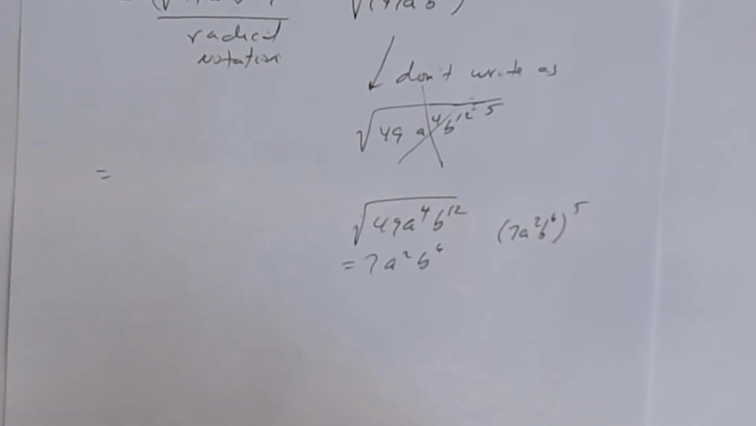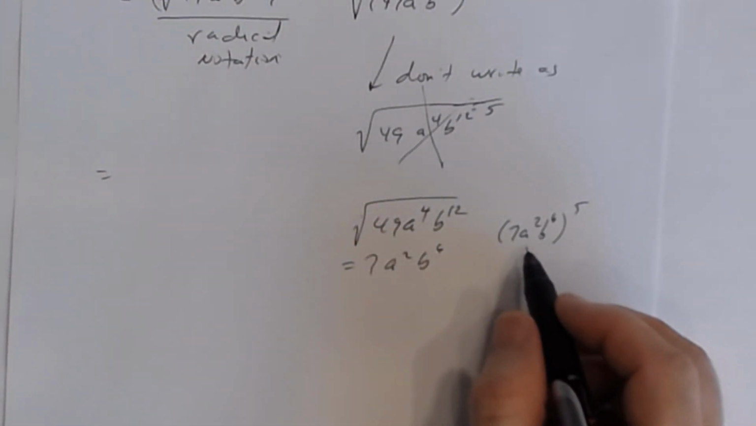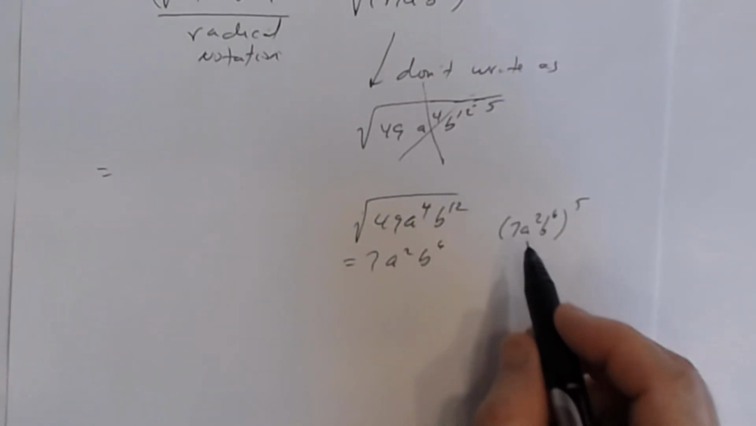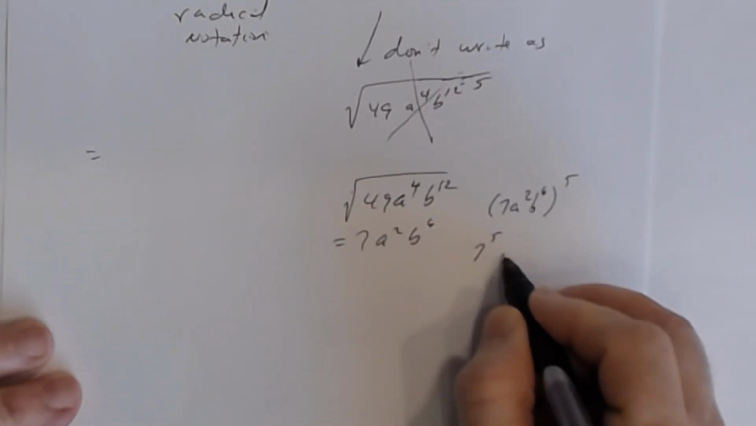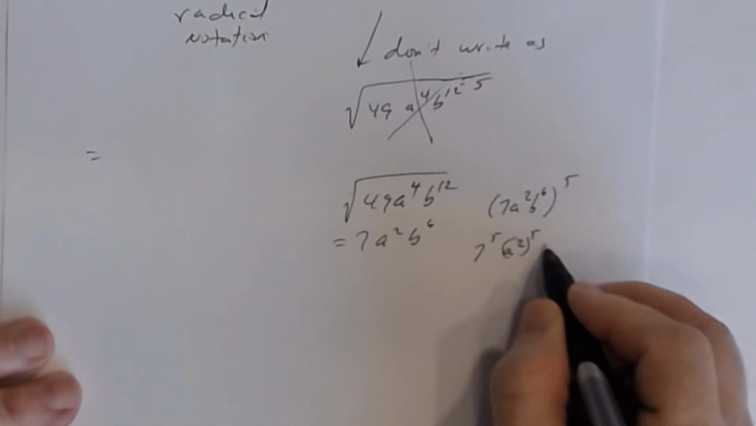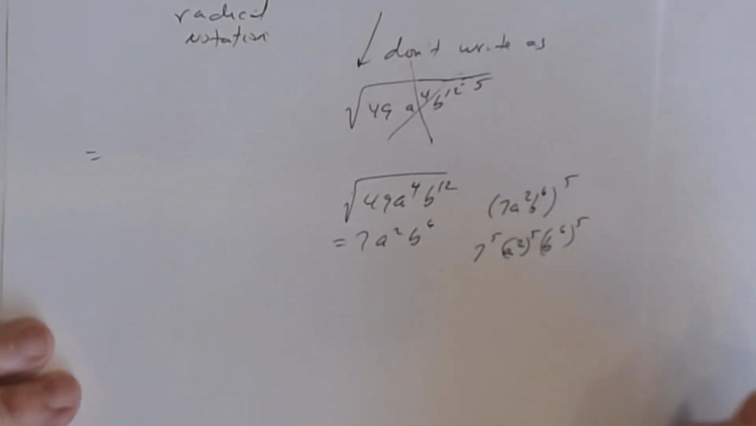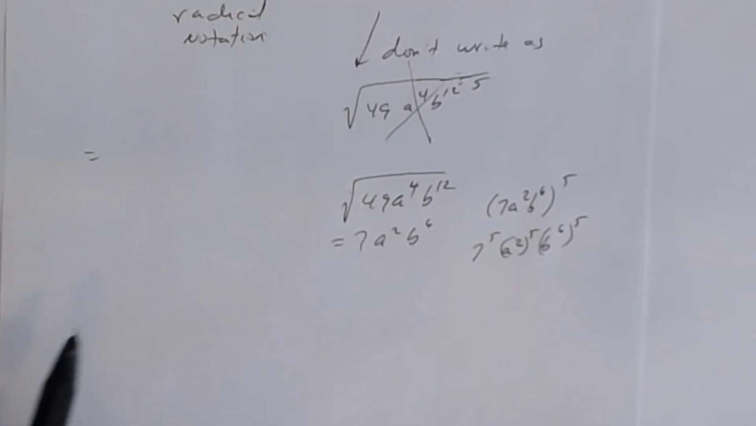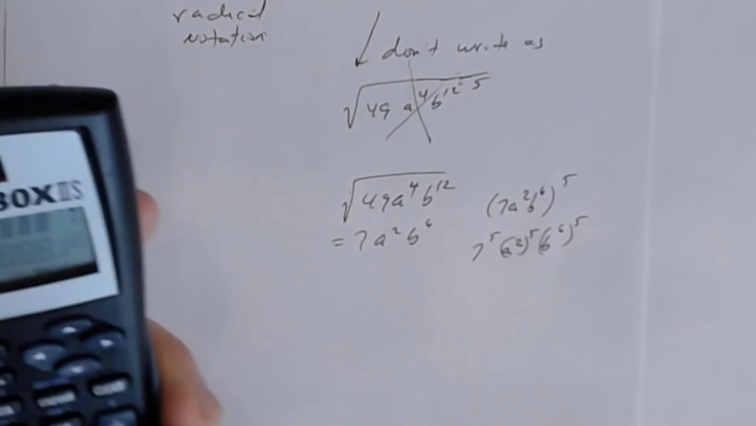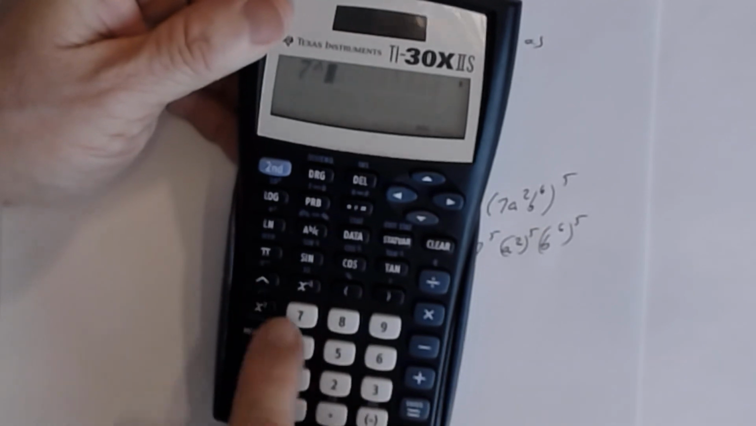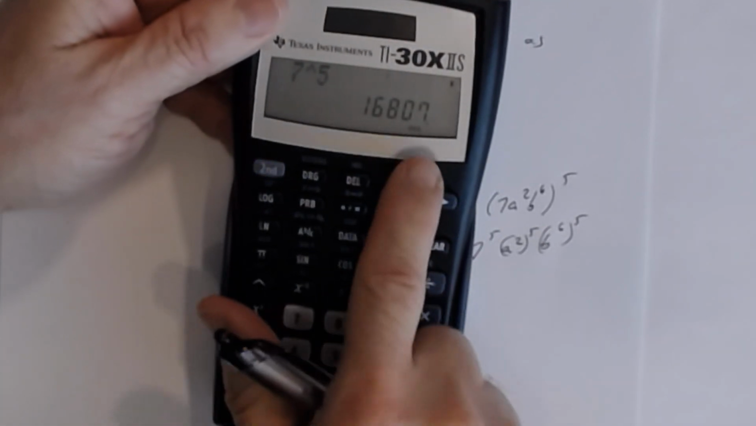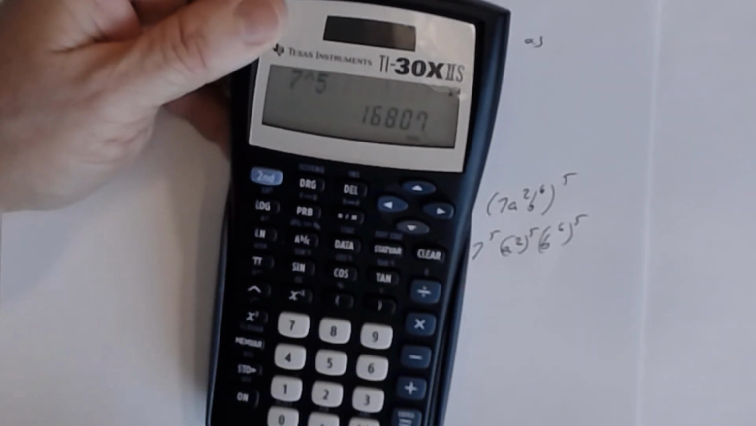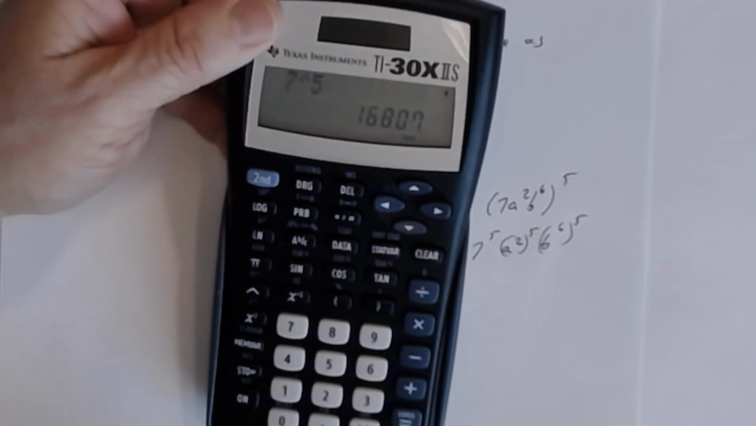Now you've got to simplify that. So we've got to remember what this means. At that point, you will need to use a calculator, because you're saying 7 to the 5th, a squared to the 5th, b to the 6th, raised to the fifth power. That's what this means. So on your calculator, 7 raised to the 5th is 16,807. 7 to the 5th power is 16,807.